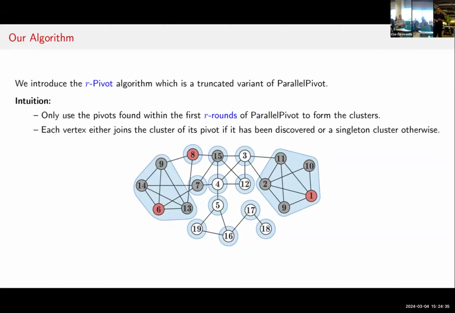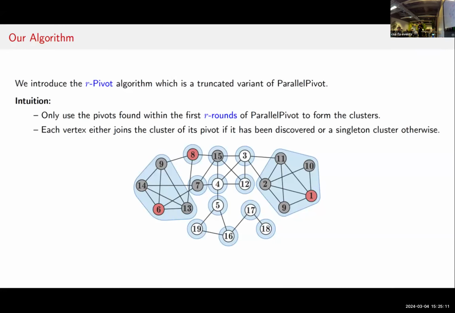So here, for example, vertex 15 sees a pivot 8 among its neighbors, but it's not sure if it's the right pivot or not, because 3 and 4 are also its neighbors and they could potentially be pivots. So for these vertices that do not know which cluster they should join, we just put them in singleton clusters. So this is the clustering that we would get for one pivot. But 3 is also a local minimum in its neighborhood. Oh, sorry, it has 2, because of the edge. Yeah, it has 2.